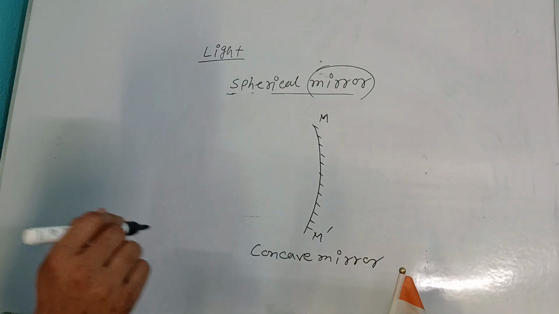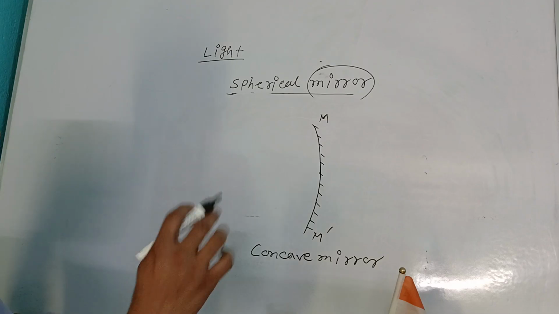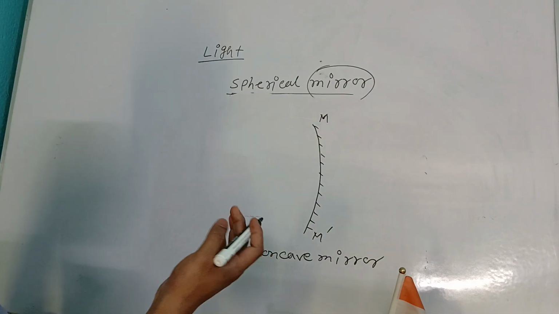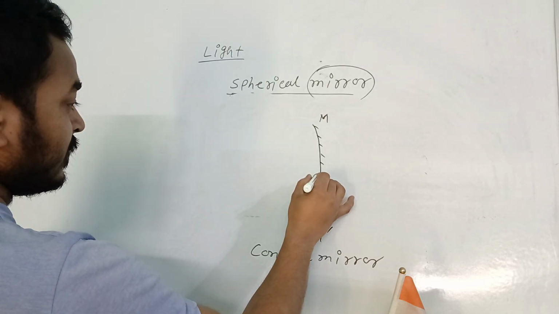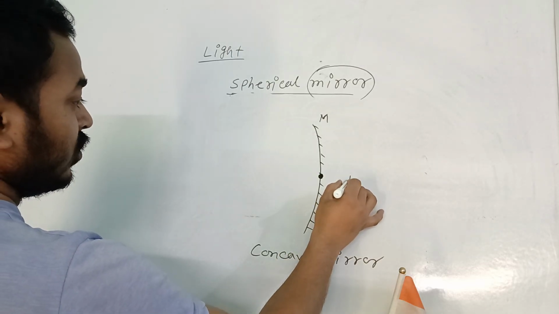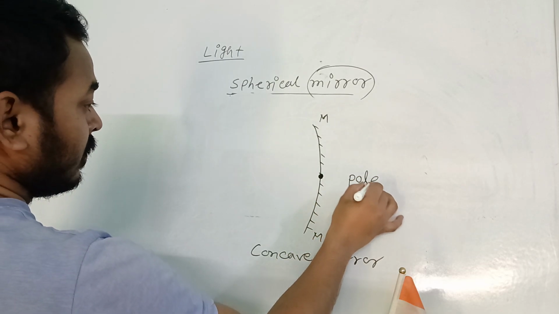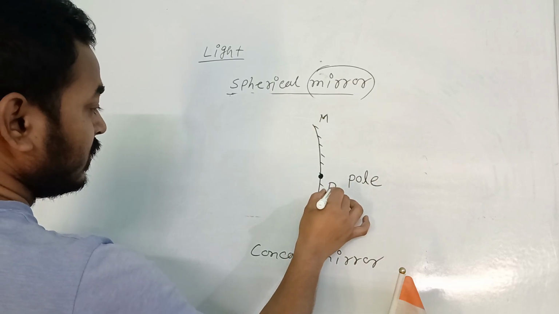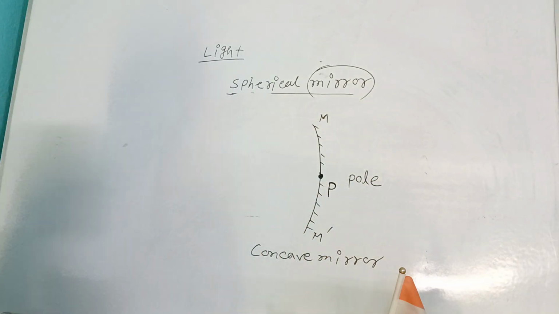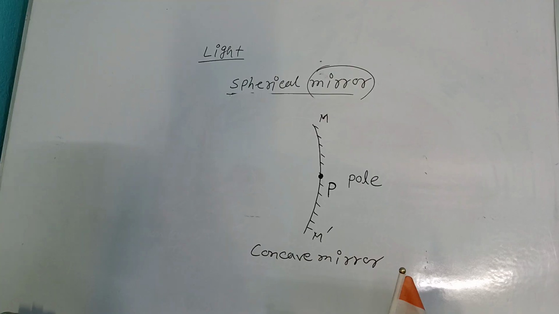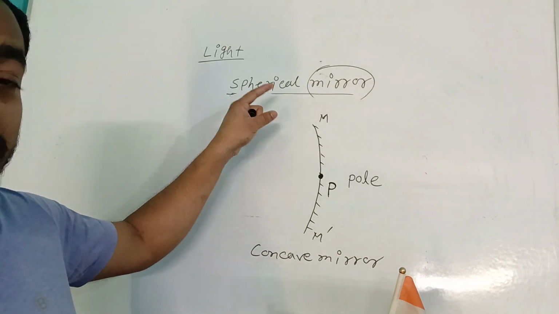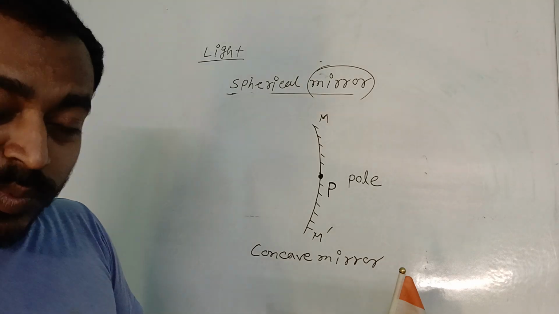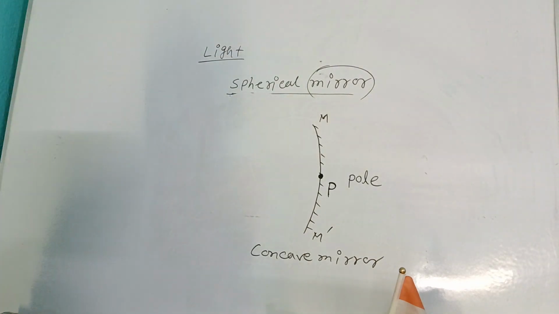Consider one point, the midpoint. The midpoint of the mirror is called the pole of the mirror, and it is denoted as P. So what is the pole? The midpoint or central point of the mirror is known as the pole.